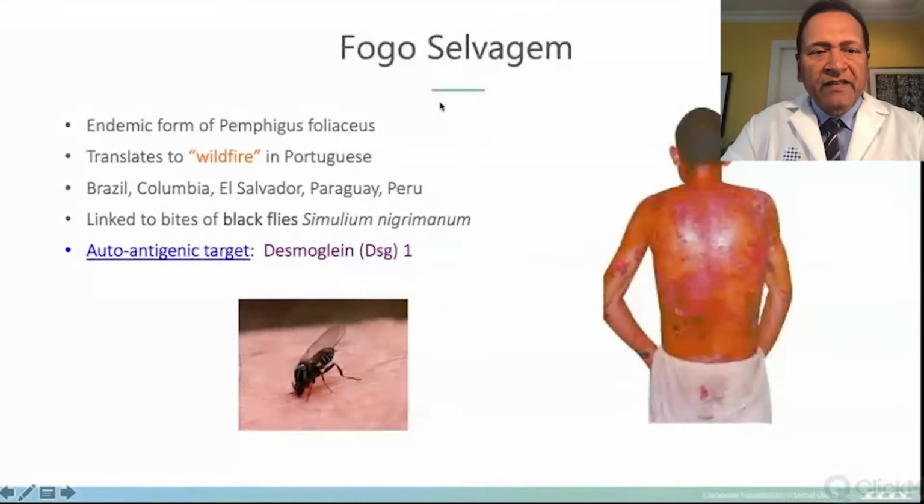Fogo selvagem. This is an endemic form of Pemphigus foliaceus. And the term translates to wildfire in Portuguese. It's endemic in South and Central America. It's been linked to bites of the black flies. And again, the autoantigenic target is desmoglein 1.